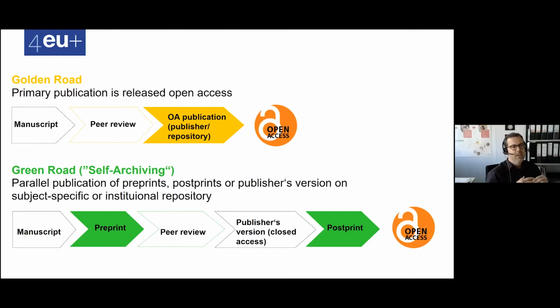Often these ways are framed by the terms the golden road and the green road to open access. So the golden road basically means the primary publication is released open access. So the publisher's version, which you can find on the publisher's website, for example, is openly available to anyone. The green road means that preprints or postprints are made openly available via suitable repository services.